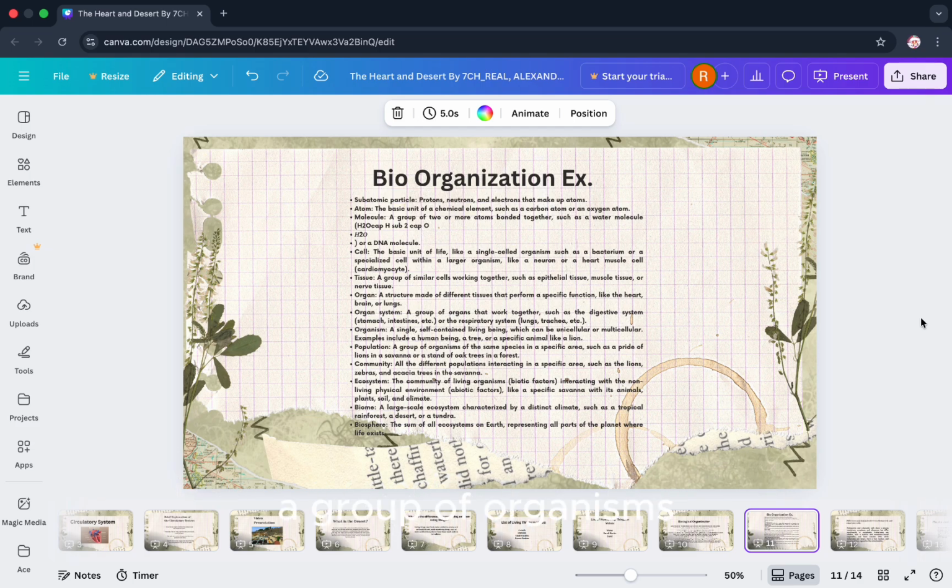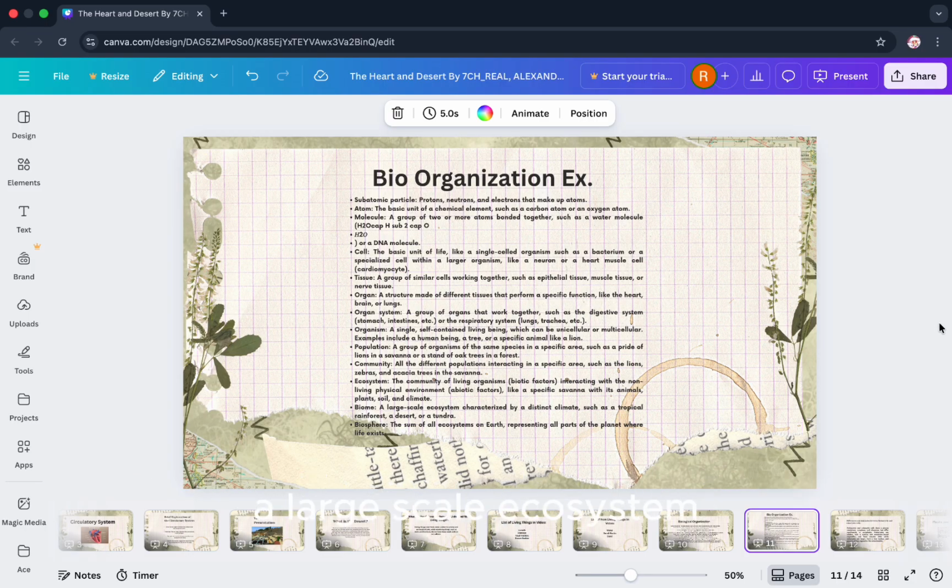Population, a group of organisms of the same species in a specific area, such as a pride of lions in the savannah or a stand of oak trees in a forest. Community, all the different populations interacting in a specific area, such as the lions, zebras, and acacia trees in the savannah. Ecosystem, a community of living organisms, biotic factors, interacting with the non-living physical environment, abiotic factors, like a specific savanna with its animals, plants, soil, and climate.